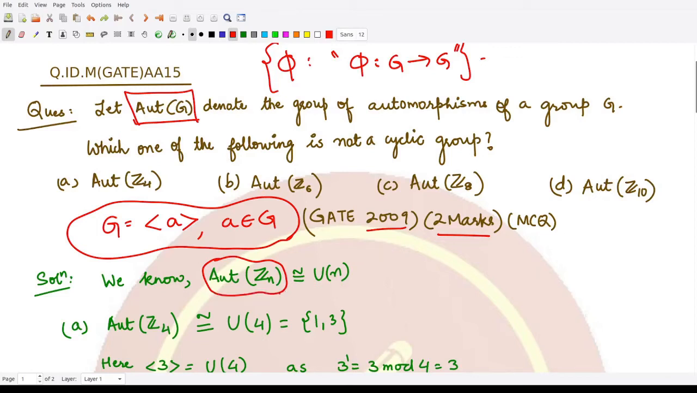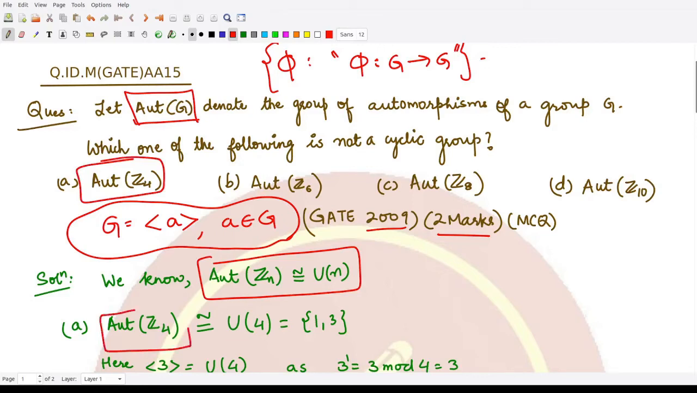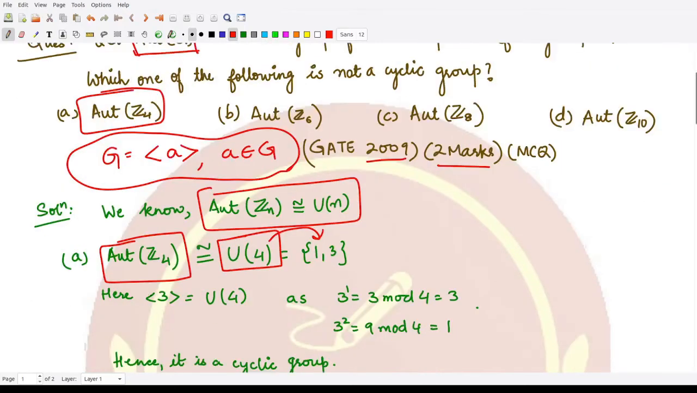So in the first case, making use of this result, let's check whether the automorphism of Z4 is cyclic or not. So in order to check that, we will check whether U4 is cyclic or not. We know in U4 the elements would be 1 and 3. Why? Because the numbers which are less than 4 and relatively prime to 4 are just 1 and 3. So you see, we can create the whole of our group U4 using the number 3. So the number 3 generates the whole of U4.